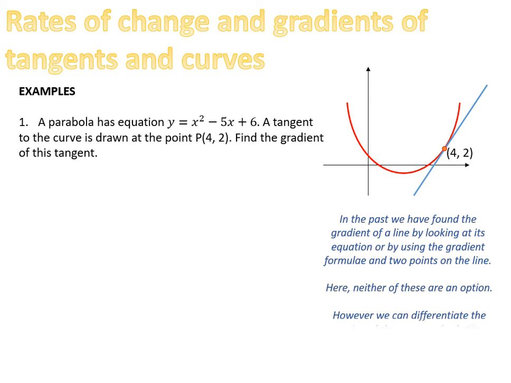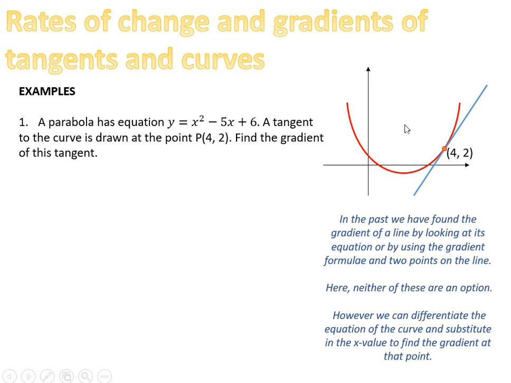Yeah, that's what I just said. But that's what we're going to do. Okay, so we can differentiate this curve. And what it would allow us to do, given any point on there, is find the specific gradient of the tangent at any point. But we're looking at this point specifically.